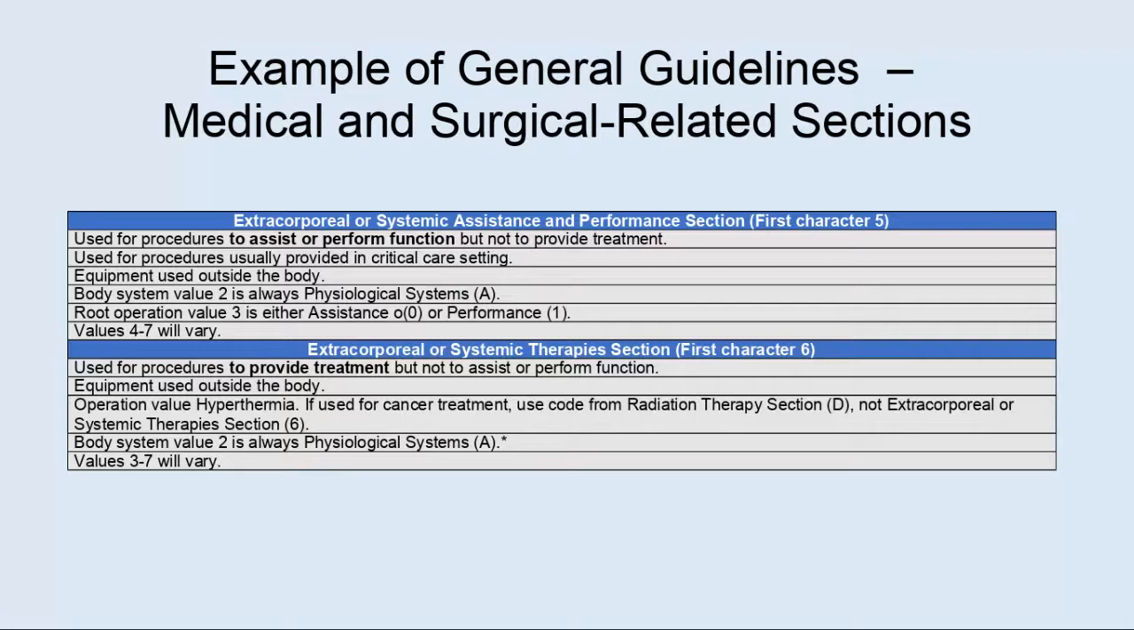So here's an example of comparison between the guidelines for extracorporeal or systemic assistance and performance and extracorporeal and systemic therapies. You can see it spells out all the criteria for each one of these. And this one is assist to perform. This is to provide treatment. So it gives you a comparison and also talks about the similarities, like here.